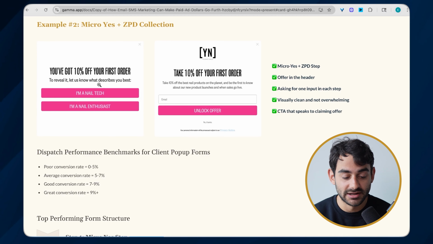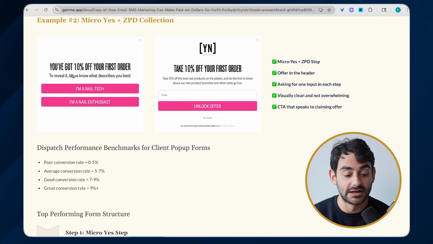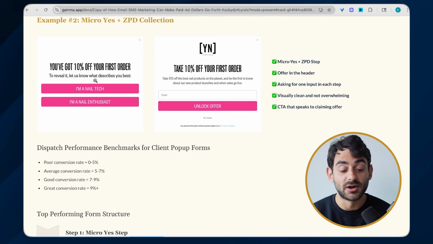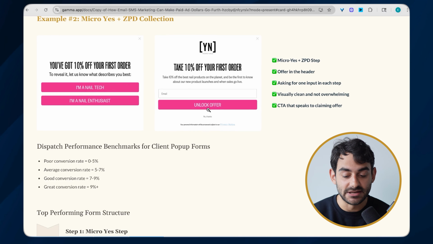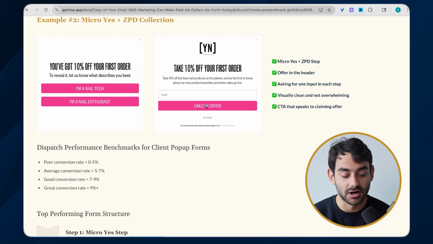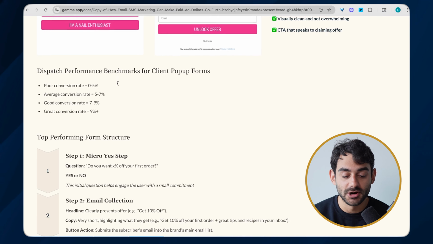So the zero-party data we're collecting for Young Nails is basically we're saying you've got 10% off your first order. To reveal, let us know what describes you best. And then website visitors are answering either I'm a nail tech or I'm a nail enthusiast. So now we know how we can market to them better. And then on the next step, we're asking for their email. And you can see there's only one input on each step. We got the offer in the header, very visually clean, and a CTA again that's speaking to claiming the offer with unlock offer.